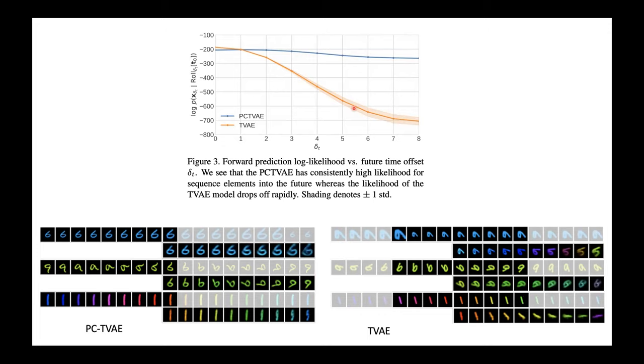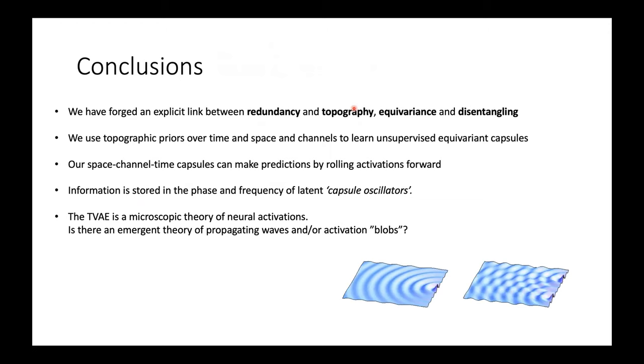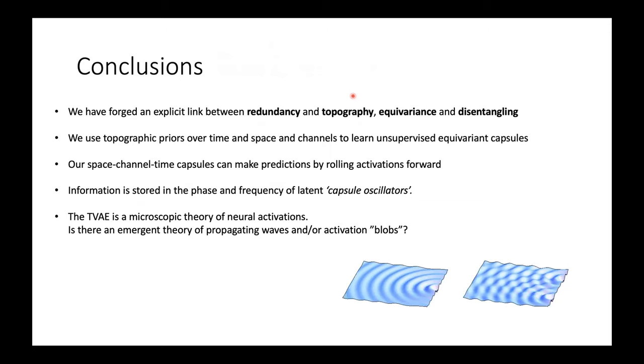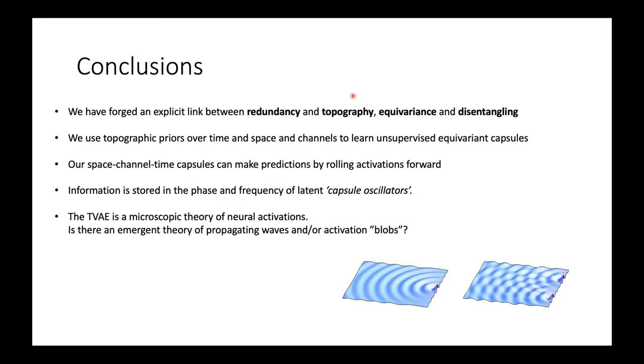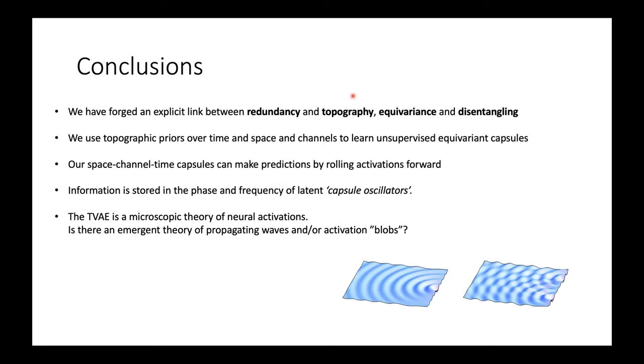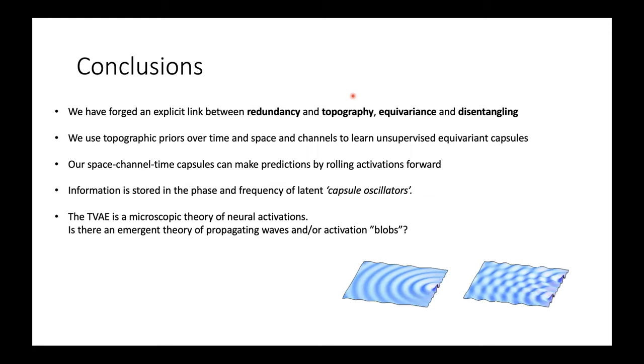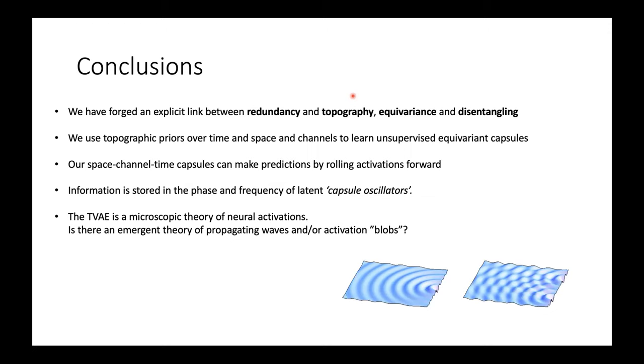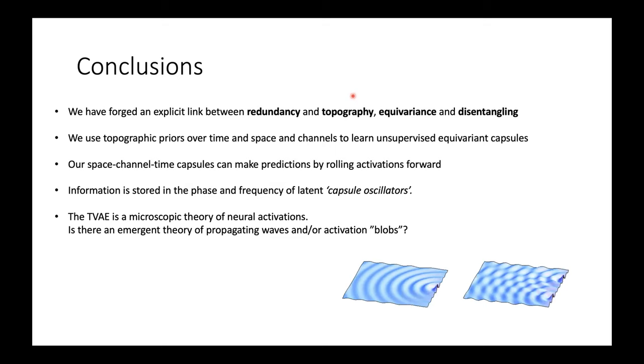Right. So to conclude, this work is really about forging a link between a whole bunch of concepts which are around in the machine learning and computer vision literature: redundancy reduction, topography, equivariance, and disentangling. And I think they're all different ways to look at the same thing. So we use these topographic priors over time, space, and channels, where we connect things which are close in any of these dimensions, to learn equivariant capsules unsupervised. And this is the beginning of a long-standing problem, where instead of hard coding symmetries into your neural network, you can start to learn them from data.